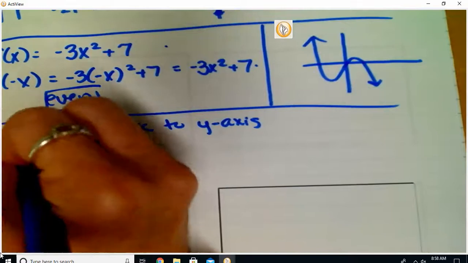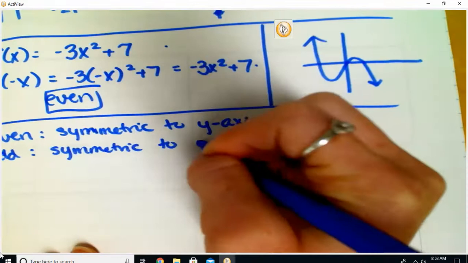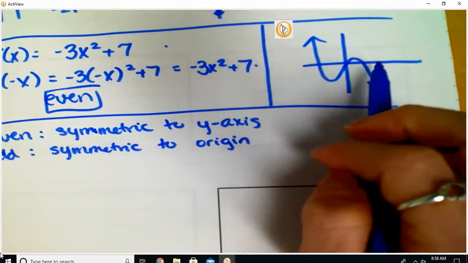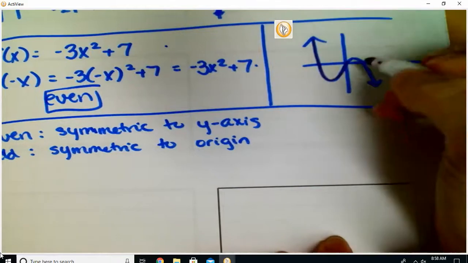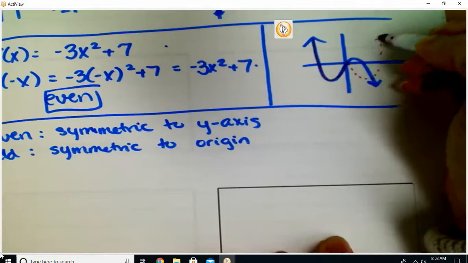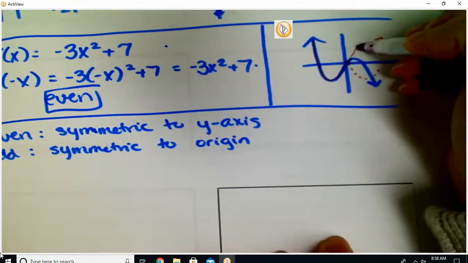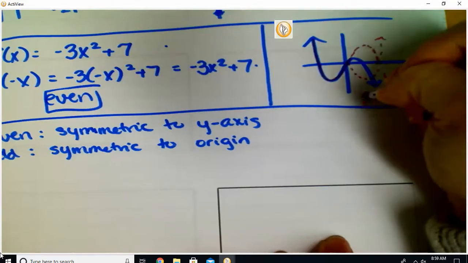Odd is symmetric to the origin. Meaning, you have to flip this thing over the y and over the x. So, if I just took like this half of it, if I flip that half over the y, then it looks like this. And then if I take that and flip it over the x, it looks like this. So is it symmetric to the origin? No. So what would this one be? Neither.